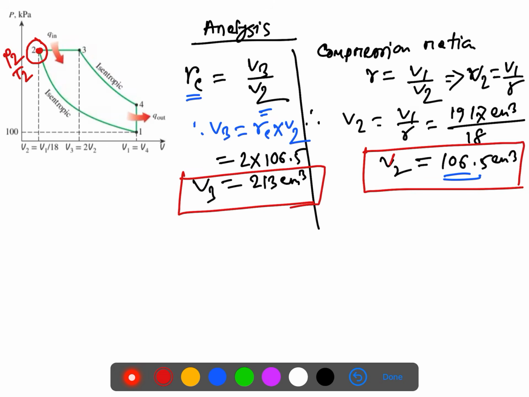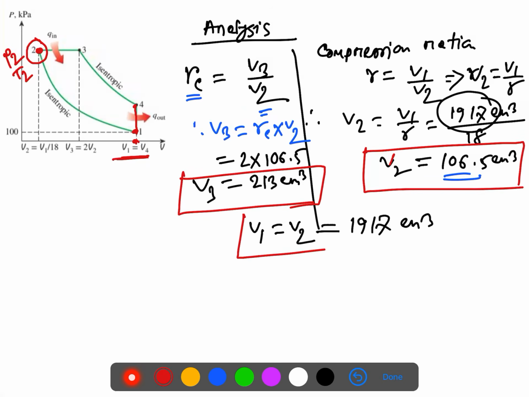If you look here, guys, once we know V1, V2 and V3, and we know this is an isentropic change, at this point the volume is the same. You can see no change of the volume here. So V4 and V1 are the same, 1917 centimeter cube. That means we have got all the volumes V1, V2, V3, V4.